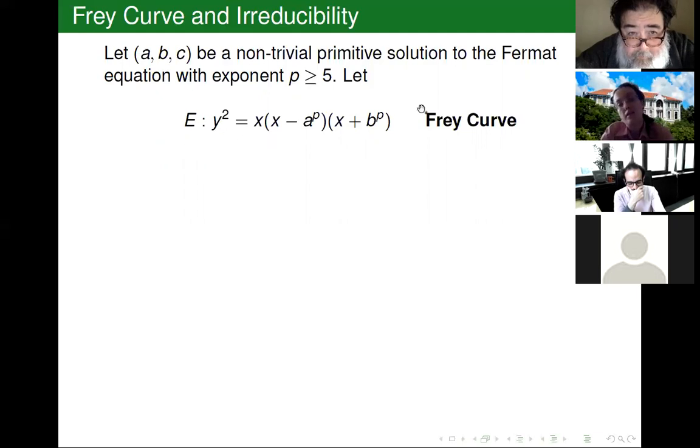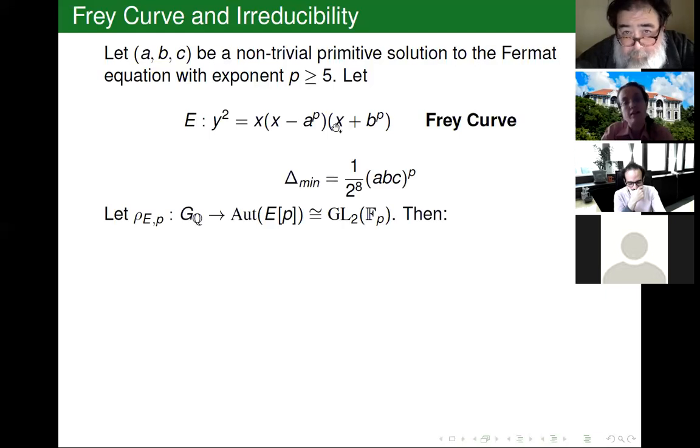Then we construct this Frey curve associated to this solution. And this Frey curve has very special properties. Its minimal discriminant, as you see, has a very special form. This is very important because, in some sense, you don't know what the elliptic curve is, because you don't know what the solution is. You don't even know if it exists or not.